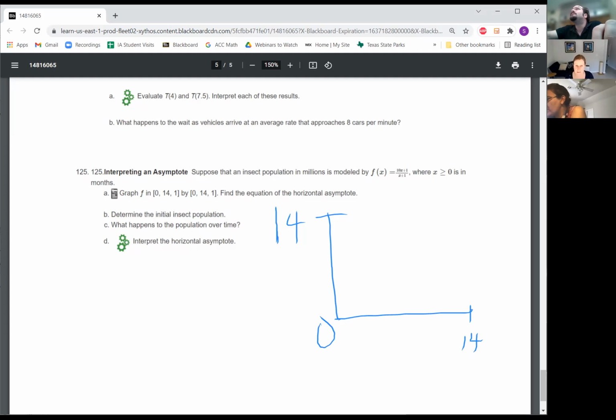And then they asked about the number of population. What about the population? Yeah, the initial population. X is greater than or equal to 0, in months. So if it's been 0 months, how many bugs were there? How many insects? You can plug in 0 and you can find out that there were 11 insects.